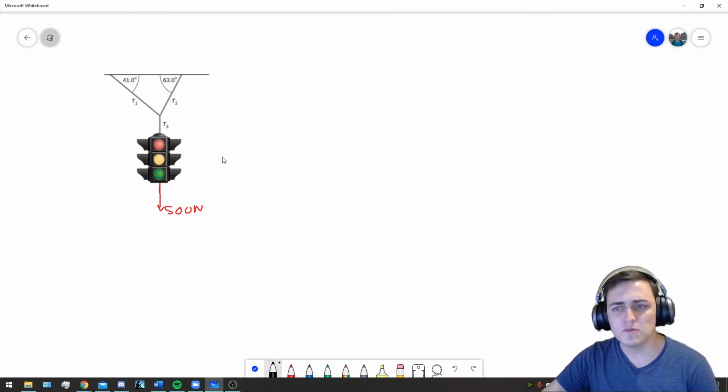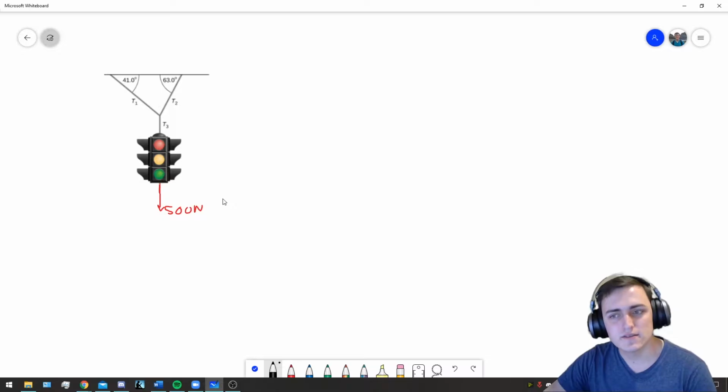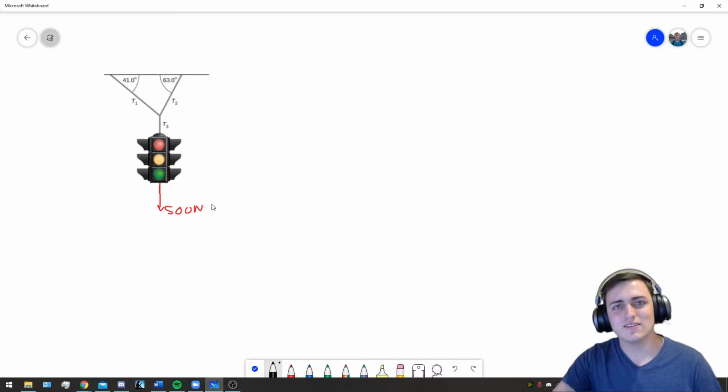So in this problem, we are given a traffic light hanging from a set of ropes, and we are given its force, its weight, realizing that weight is in newtons. Now, it's not its mass that we're given, the force of gravity or its weight. And it identifies that we are supposed to find all three tensions. So let's first draw a free body diagram of the traffic light.